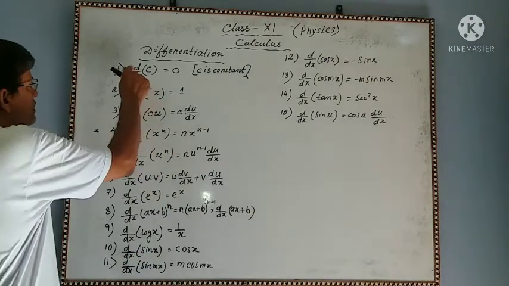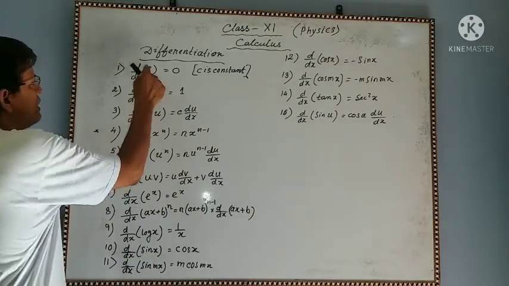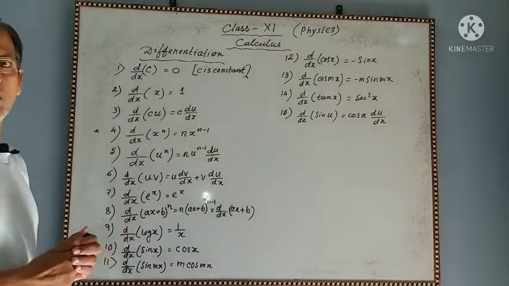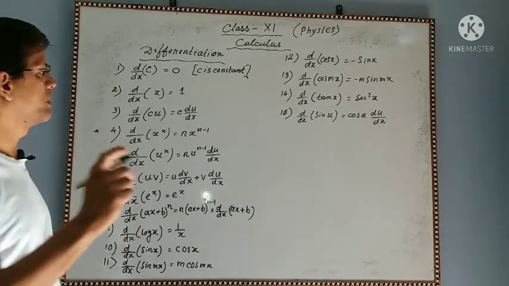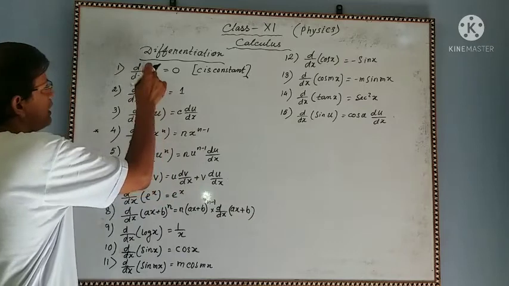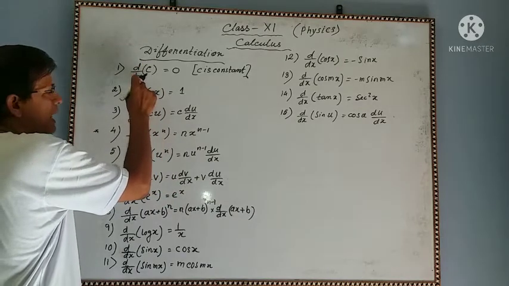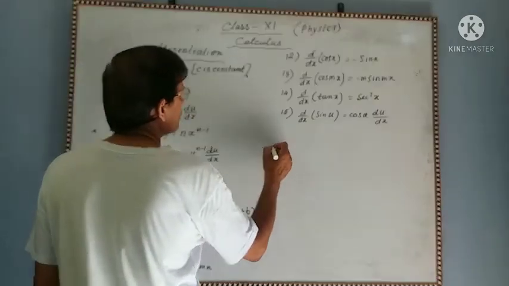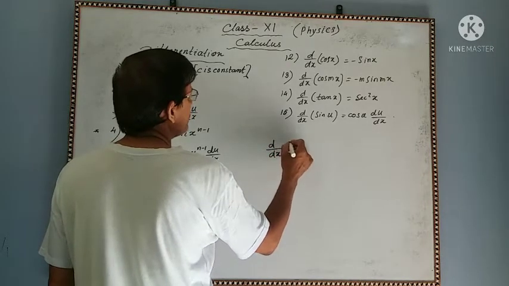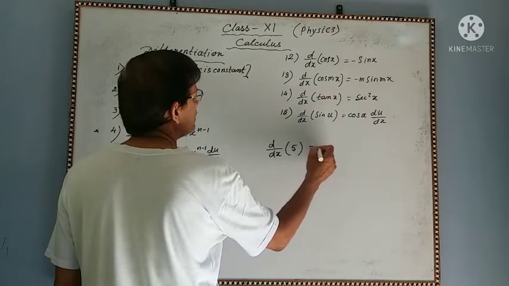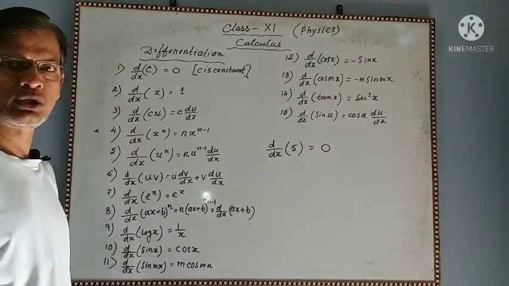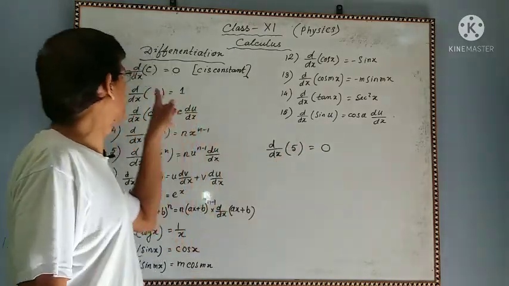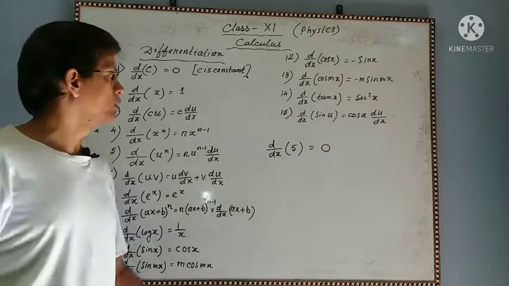Here you see d by dx of c, where c means constant. d by dx of c is 0. Differentiation of a constant term is 0. This means differentiation of c with respect to x. For example, d by dx of 5 is equal to 0, because 5 is constant and the differentiation of a constant term is 0.